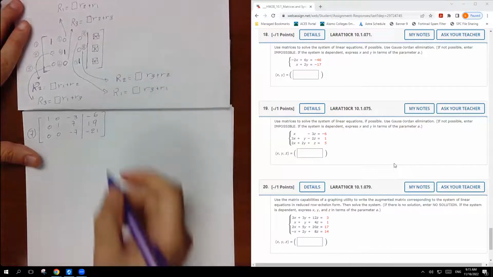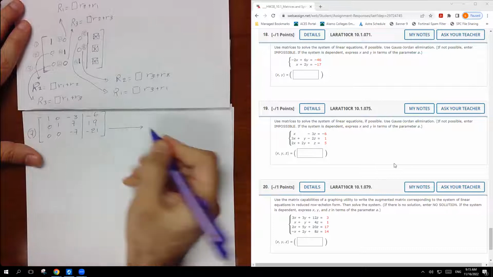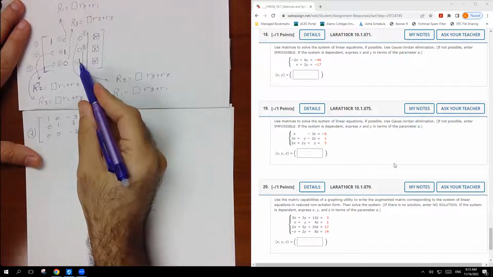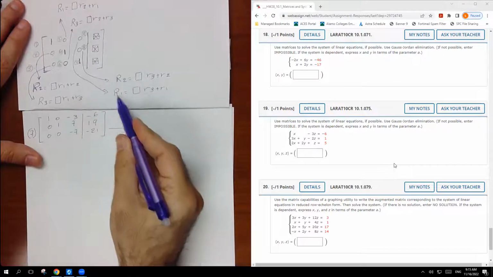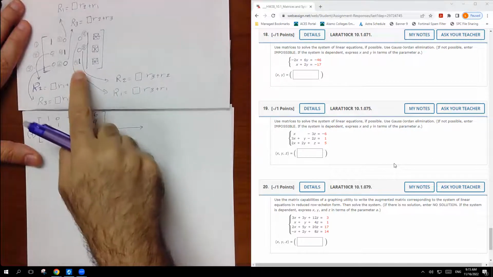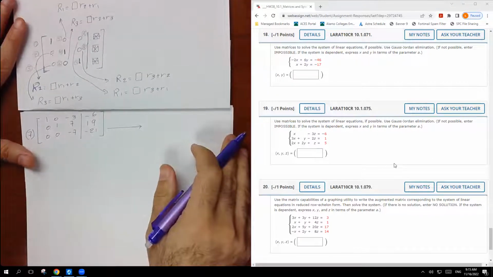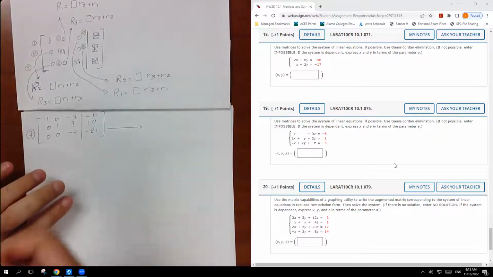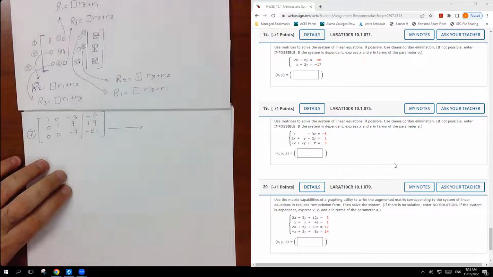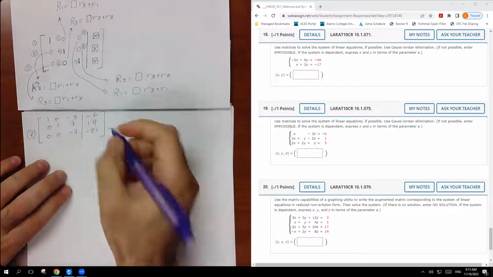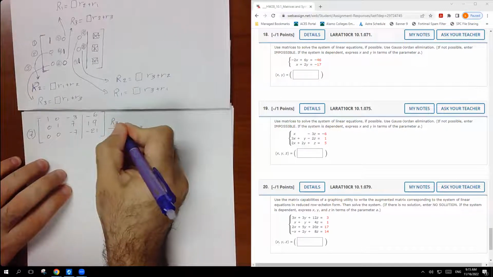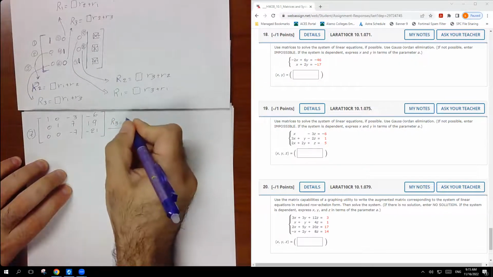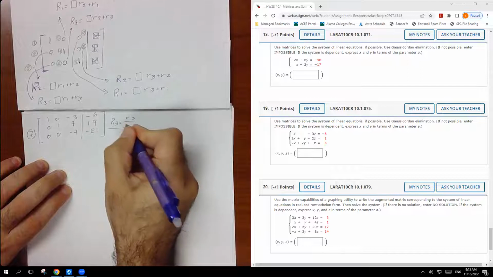The rule for step 7 is: convert the number in this location to 1. So you're going to divide. That's why I didn't write down step 7, because you're going to divide. Whenever you need to convert the number to 1, you always divide by exactly that same number. So R3 is going to be equal to the old one divided by -7.